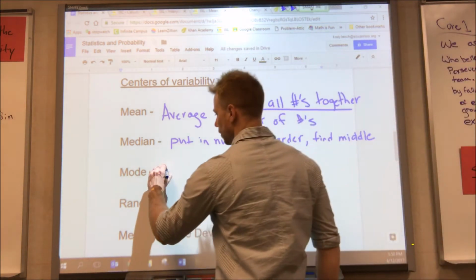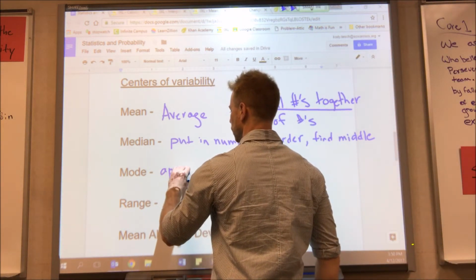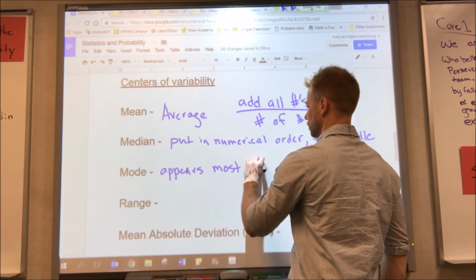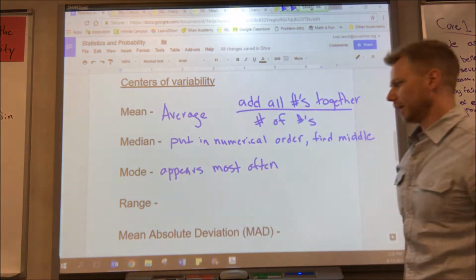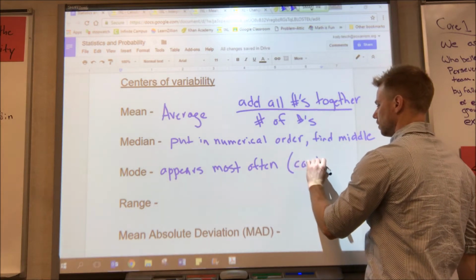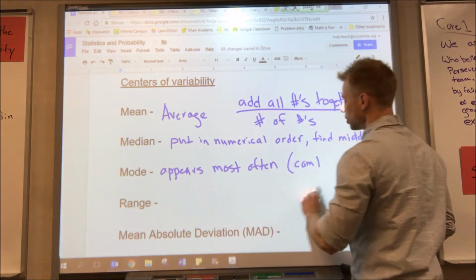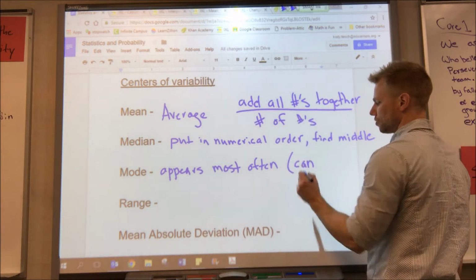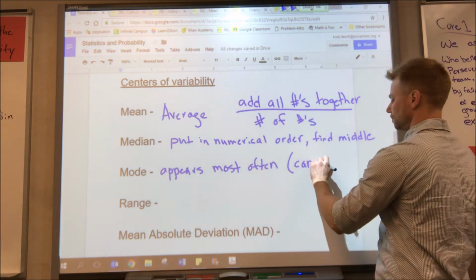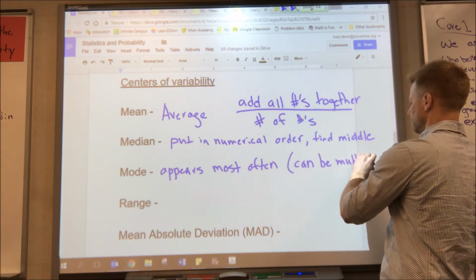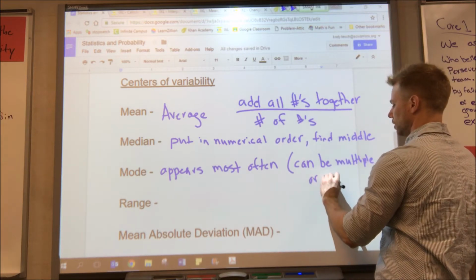Mode is the number that appears most often. And there can be multiple modes, or there could be no mode. If all numbers just appear once, there's no mode. So there can be multiple or none.